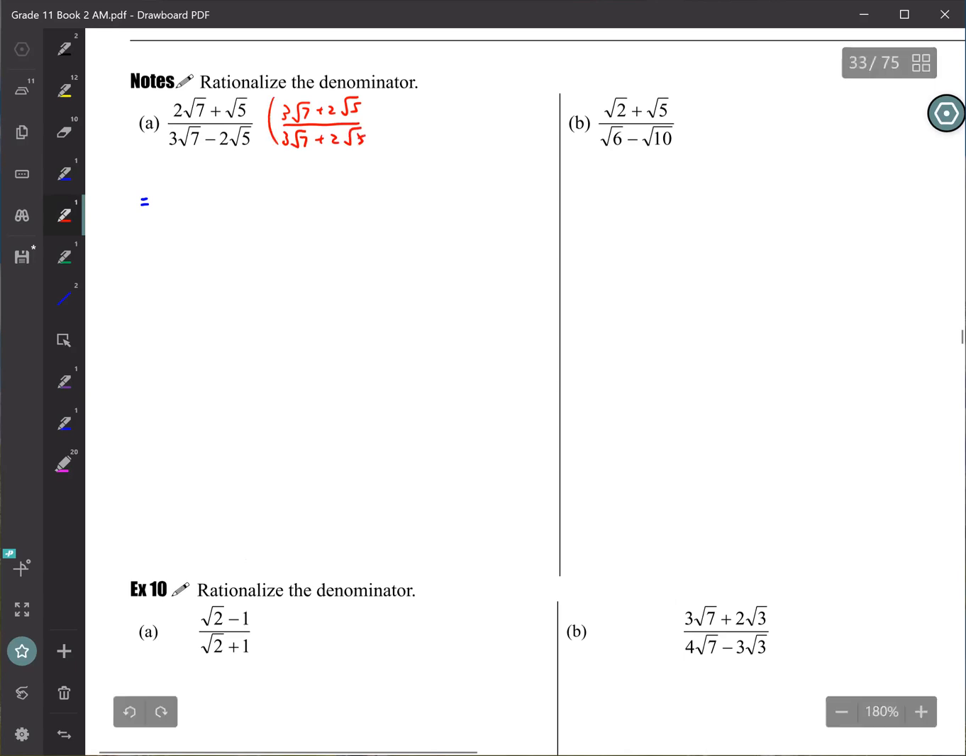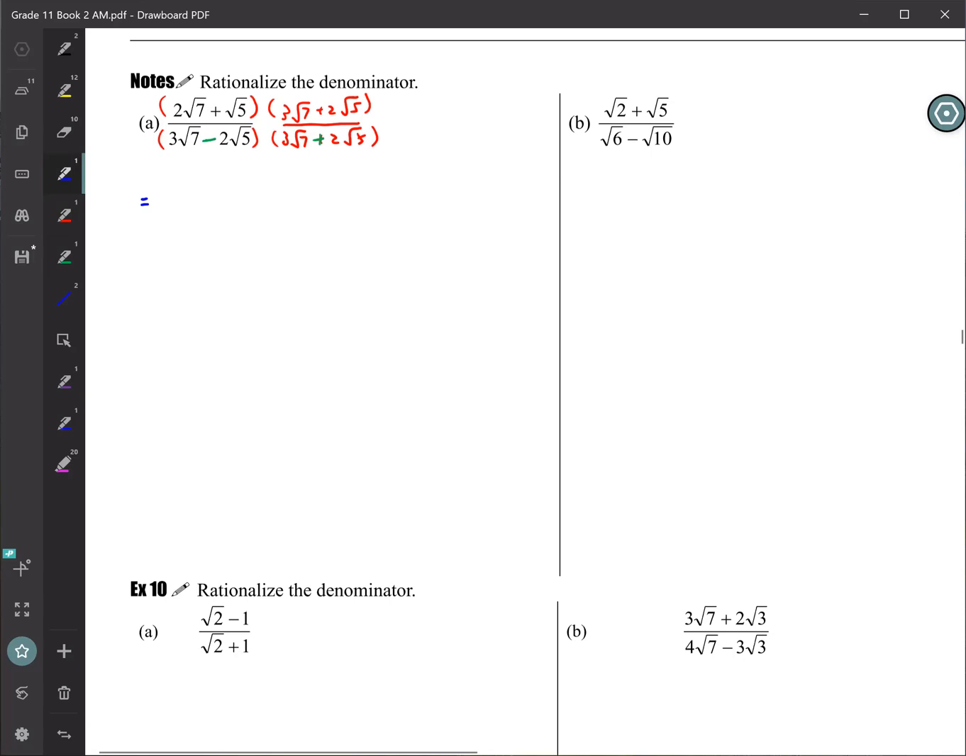So I'm going to put brackets, because there are two terms. It's better to have brackets, so you know you need to do distributive. We'll start with the denominator first. The denominator has a minus and then a plus, so they are conjugates. So we use the formula.